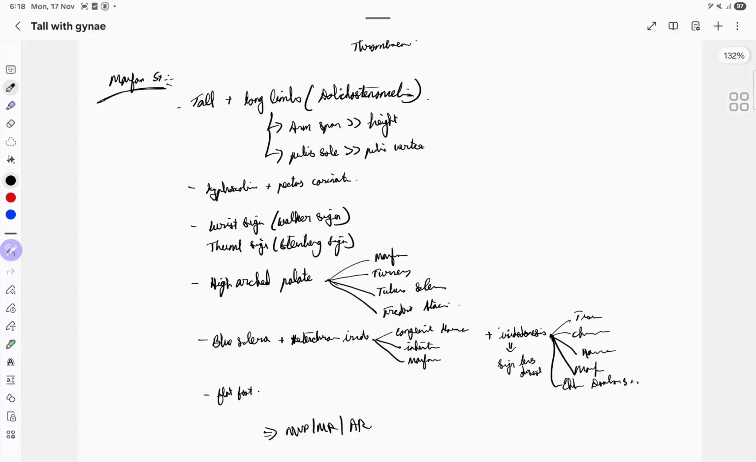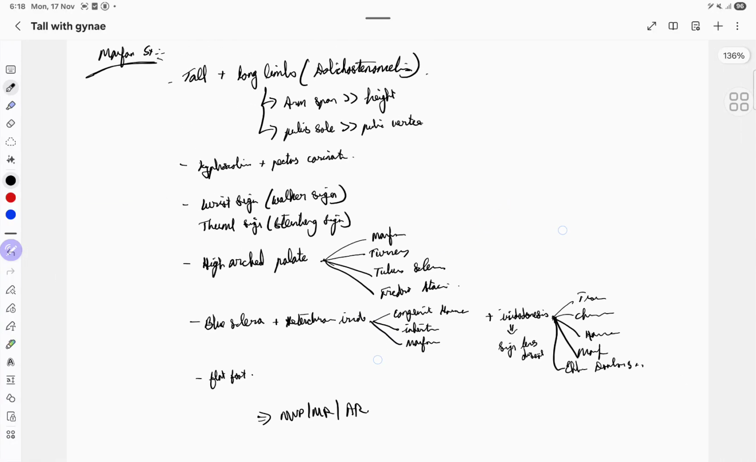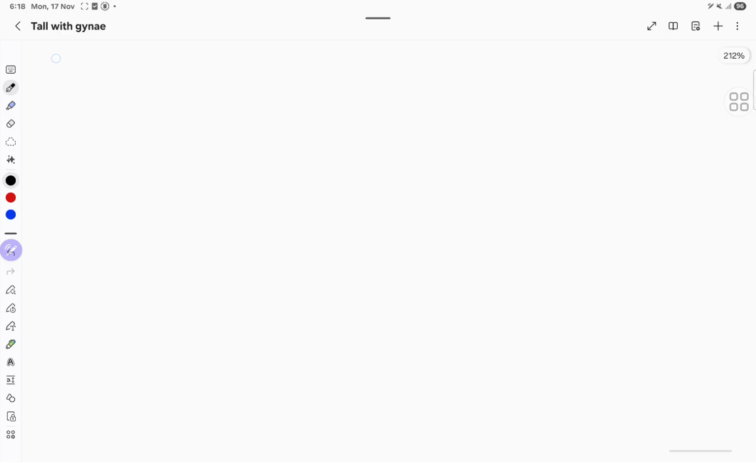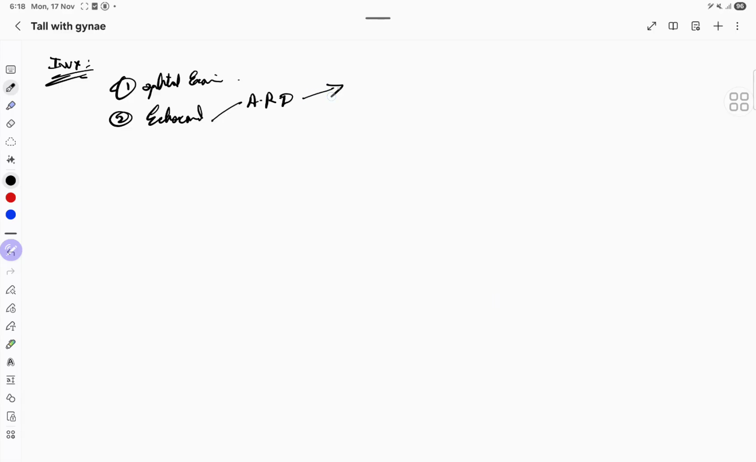Then the examiner will ask how we will proceed with the investigation. You should order investigations. First is ophthalmic examination, slit lamp examination. Second is echocardiography, where you will specifically look for aortic root dilatation. An indication for aortic valve replacement or aortic root repair is aortic root dilatation of more than 5.5 centimeter. If a patient has a family history of aortic dissection, then the threshold is more than 5 centimeter. We will be prophylactically repairing the aortic root dilatation.